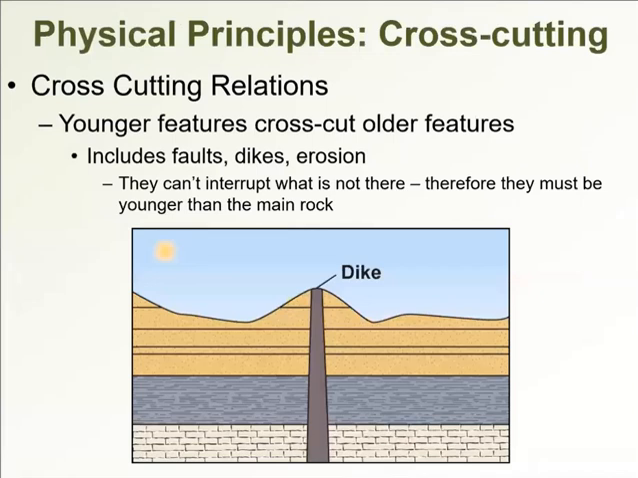Cross-cutting relations. I believe I mentioned this one at some point earlier on. So this is the idea that if you have one feature cutting across another feature, the younger feature is the one that's cutting. So if you have a dike cutting across beds, that dike has to be younger than the beds. So this is for things like faults, dikes, erosion, intrusions. They can't cut across something that doesn't exist. So that means they have to be younger than what they're cutting across.